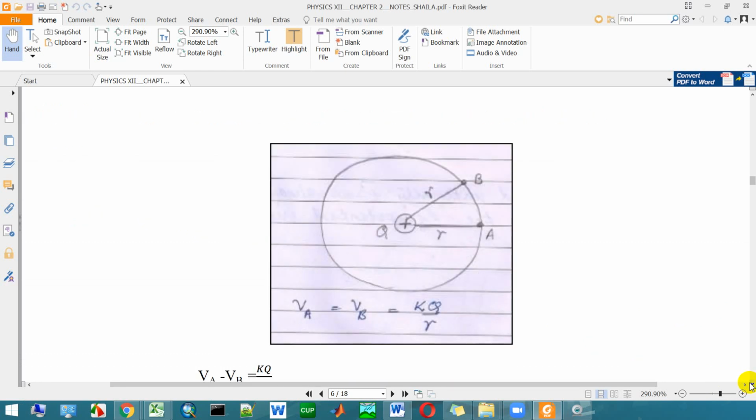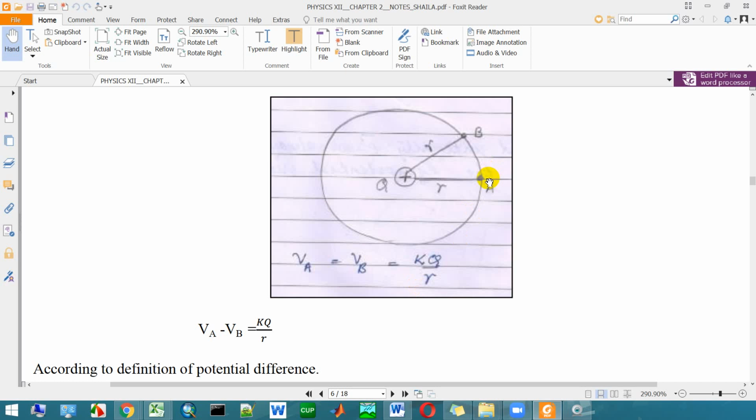Now to make it more clear, let us consider this is a source charge plus Q and two points A and B which are at the same distance from the source charge, and let the distance be R. According to the definition of electrostatic potential, the potential at A will be KQ by R, Q the source charge divided by R, and in the same way the potential at point B is also KQ by R.